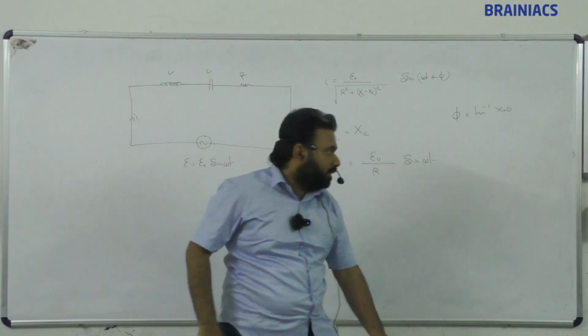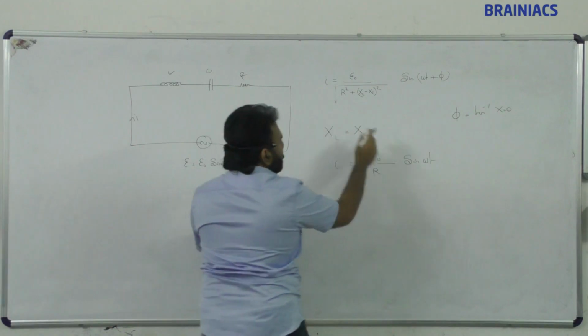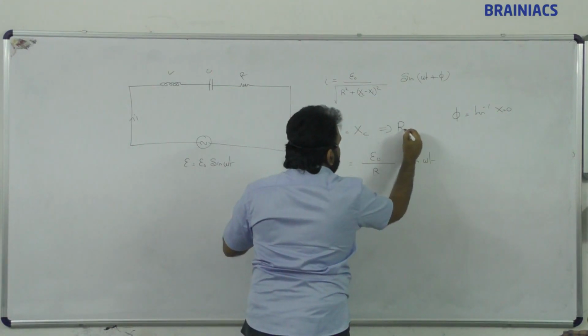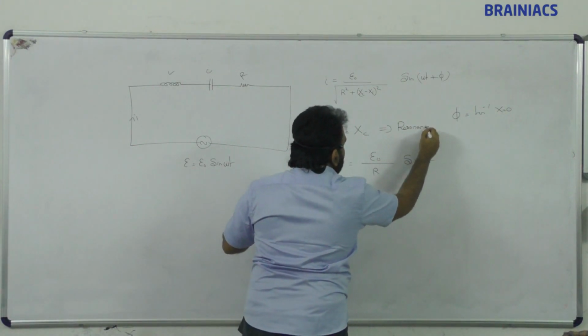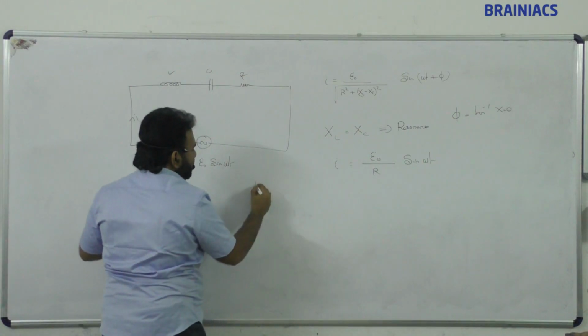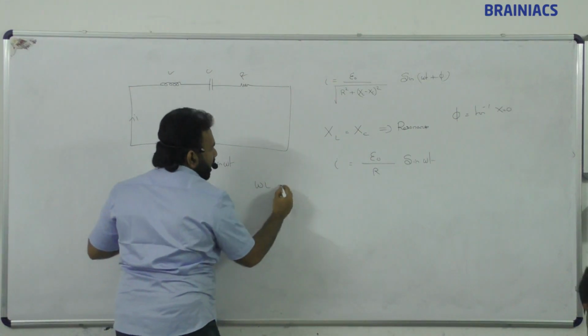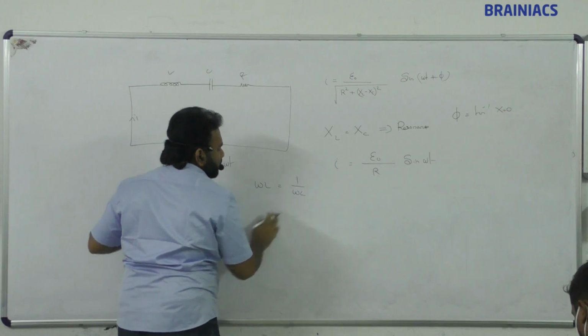Resonance. This is what is resonance. So this condition is what is, okay, so resonance means XL is what? Omega L and XC is 1 by omega C.